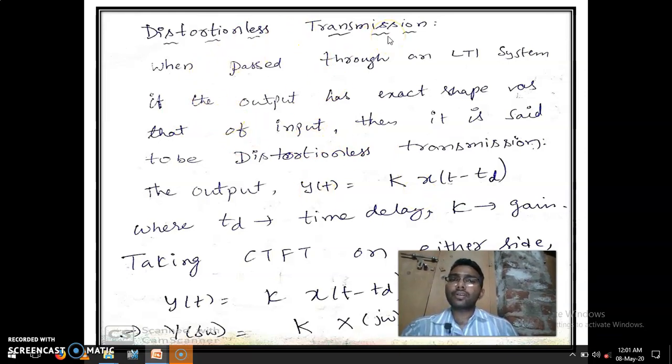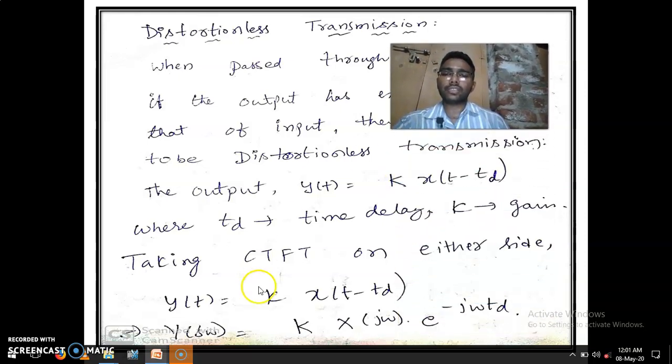So, distortionless transmission means the output of the system should have exactly the same shape as that of the input. So, the output should be y of t equal to k into x of t minus td. Here, k is the gain and td is the delay when the input signal is passed through the system. Now, taking the continuous time Fourier transform on either side of this expression, Y of j omega will be k into X of j omega multiplied with e power minus j omega td. This we got using the time delay property of the continuous time Fourier transform.